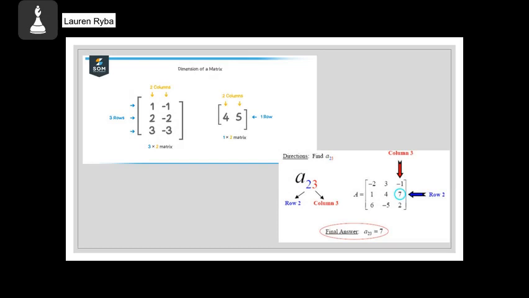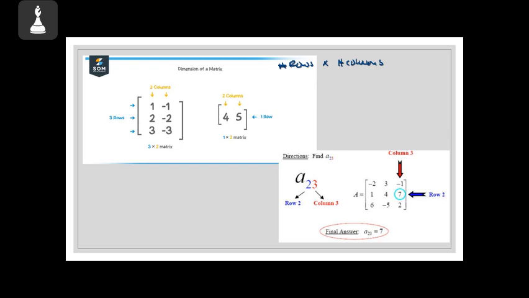So this is what a matrix looks like. It's going to be a bunch of numbers inside of these brackets. And the first thing we're going to talk about is the dimensions of the matrix. So the dimensions of the matrix are always the number of rows by the number of columns. So if we look at this first matrix here, I have 3 rows and 2 columns. So this matrix is going to be a 3 by 2. The next one here has 1 row and 2 columns. So the matrix is 1 by 2.